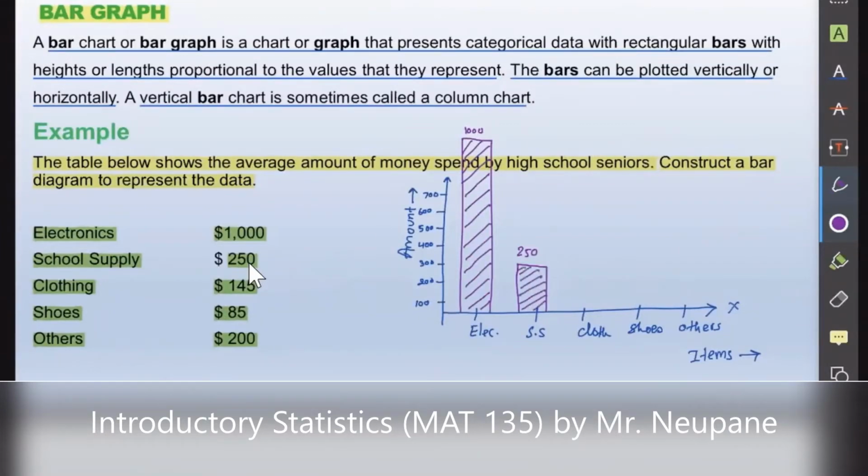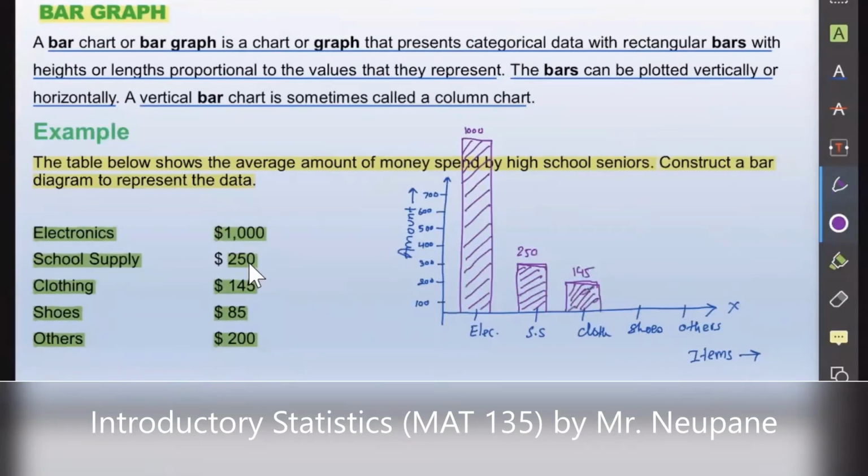Is it going good? Yeah. Okay. Then the third one is clothing, which is $145. So let's draw that bar there with a height of about 145. So it will be something like that. $145, 145.